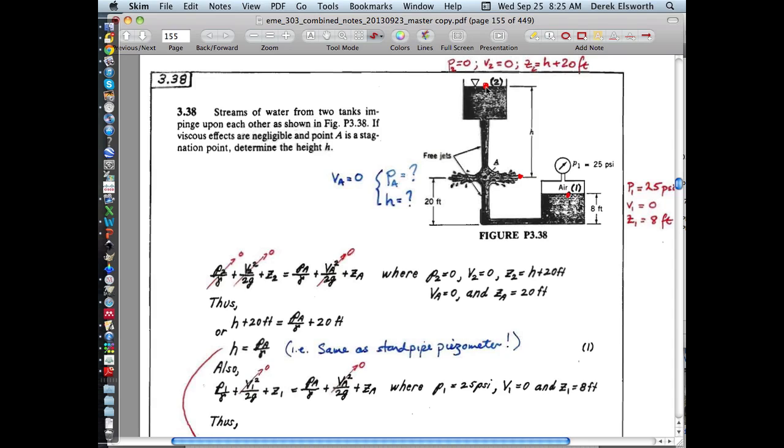So the top tank: atmospheric pressure, big tank, velocity 0, and the elevation relative to some datum. You can choose your datum, but it's probably easier to take it from the bottom. In this case, it's done from here. And you have an elevation of the tank.